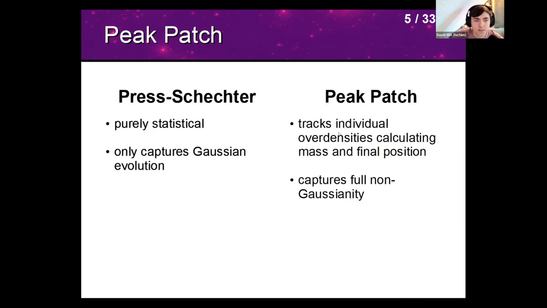One consequence of this is that while Press-Schechter is purely statistical, peak patch can track individual overdensities and therefore calculate a mass and final position for them that relates to what you would find with N-body. Additionally, if Press-Schechter assumes Gaussianity, it only captures Gaussian evolution, so it loses some of the information about these very rare, high overdensities, whereas with peak patch we capture that fully. It should also be said that this is orders of magnitude faster than running full N-body calculations.